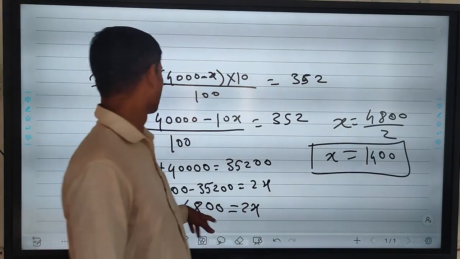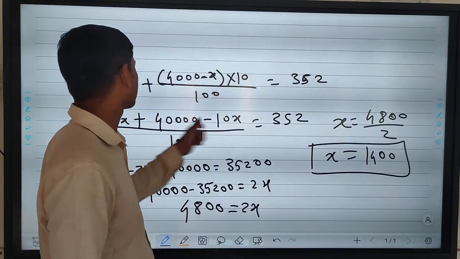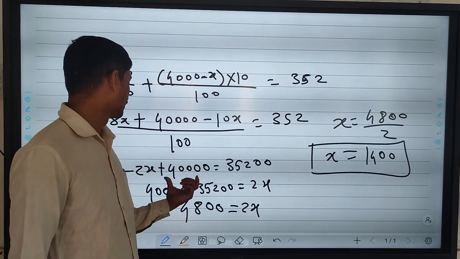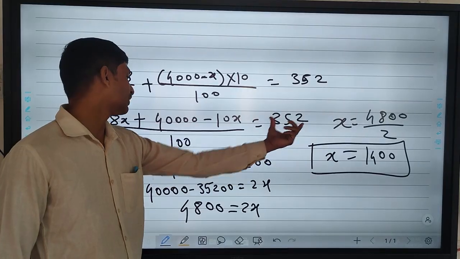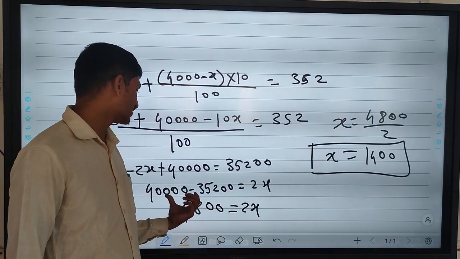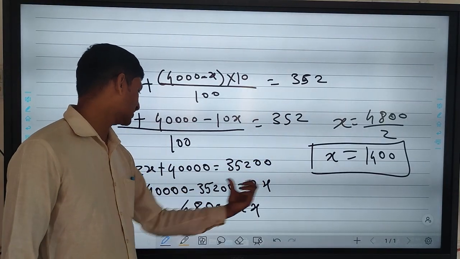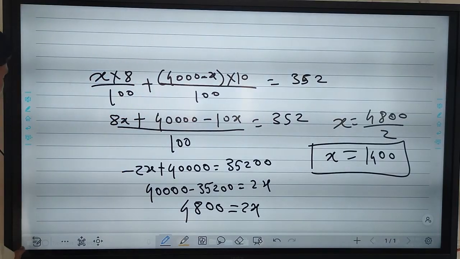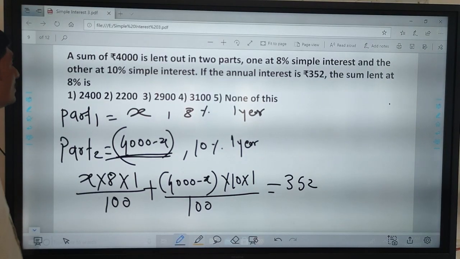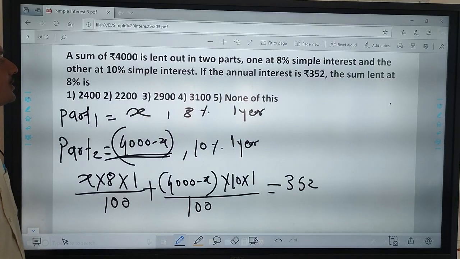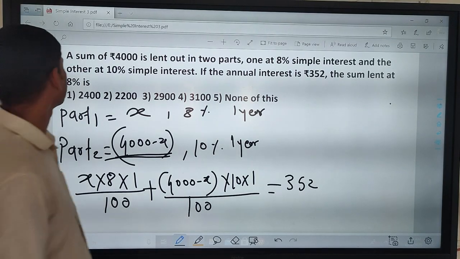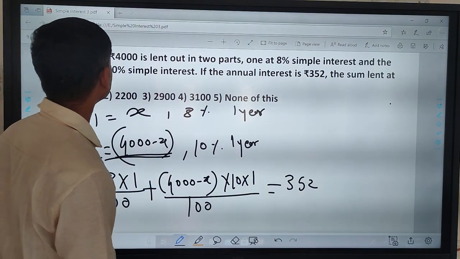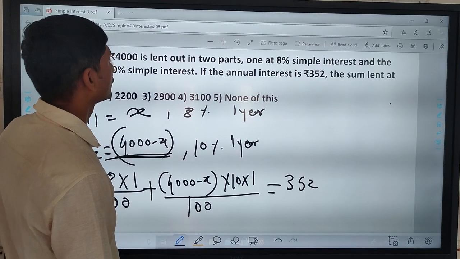By solving these, 8x minus 10x, minus 2x, plus 40,000 is equal to 35,200. Now subtracting these two, 2x comes here, and the value of x is found. So the sum lent at 8% is 1400.